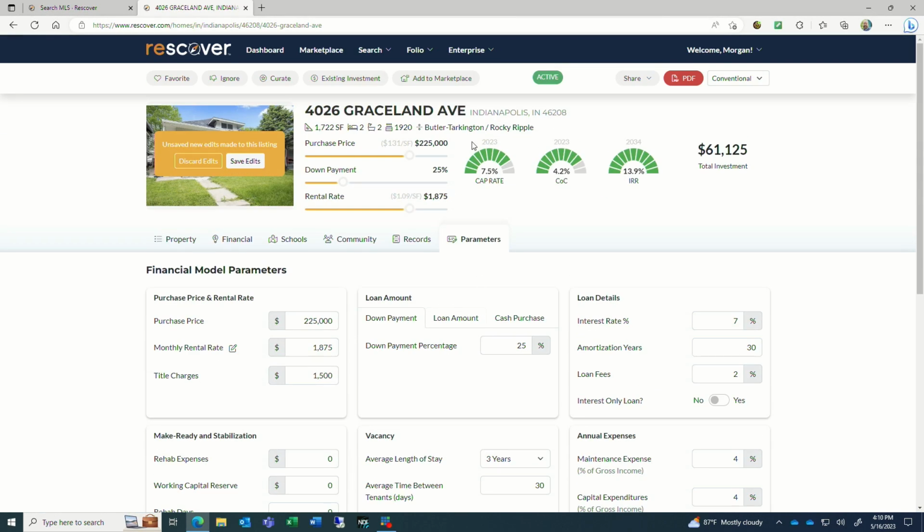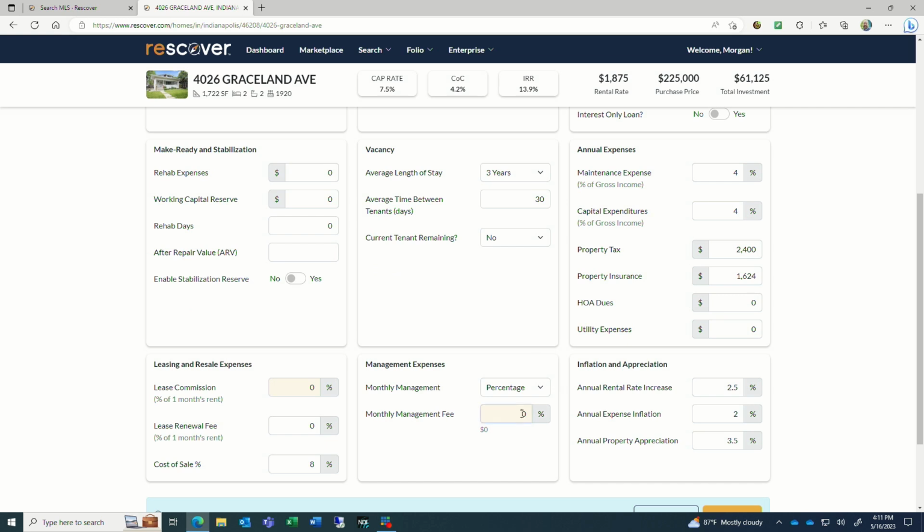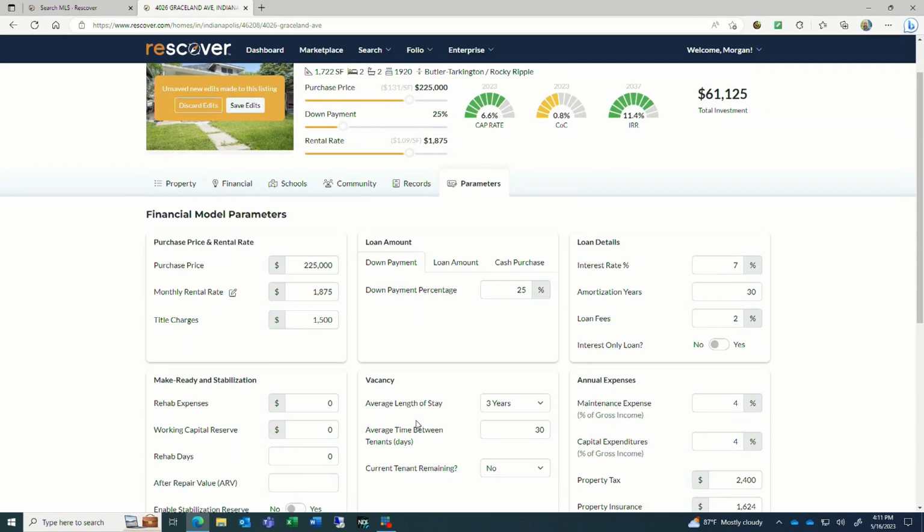And then the IRR, I feel like the IRR is the one that went up the smallest amount. It went up from 11.4 to 13.9, and as a percentage gain I think that was the lowest. Now, I want to do something else though. Let's go back and add the monthly management fee, and let's look at vacancy.